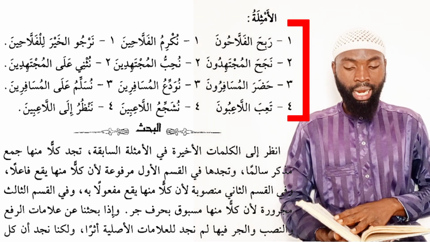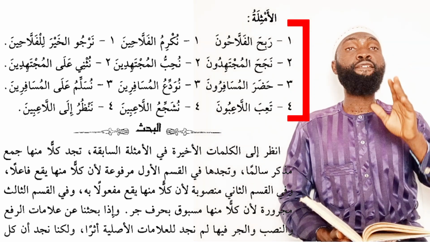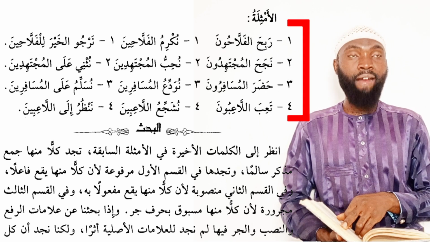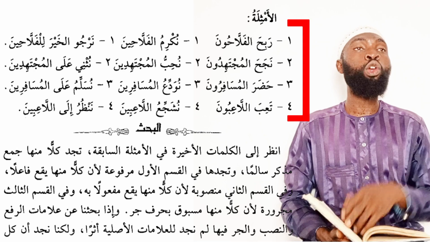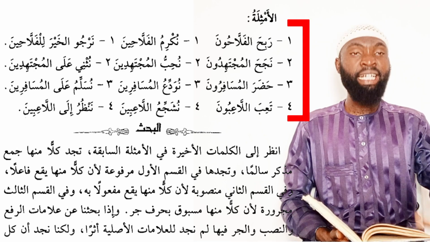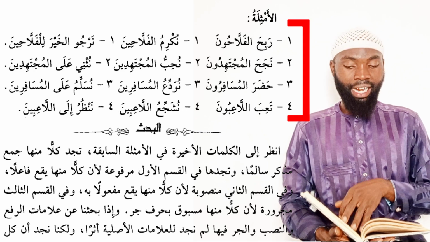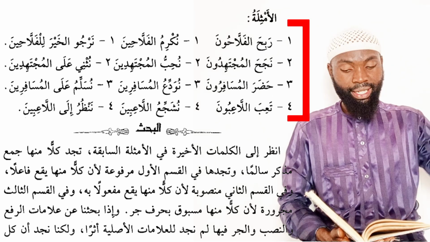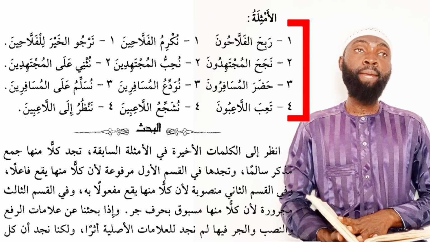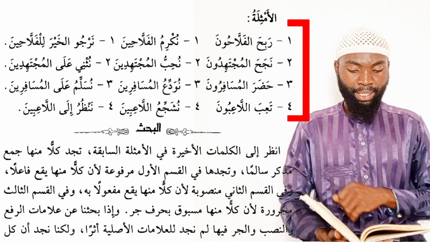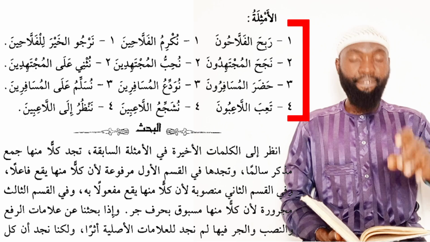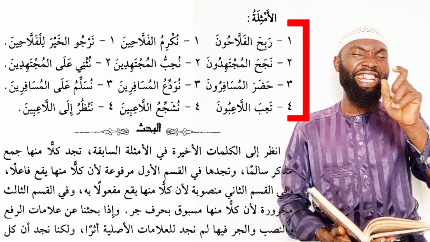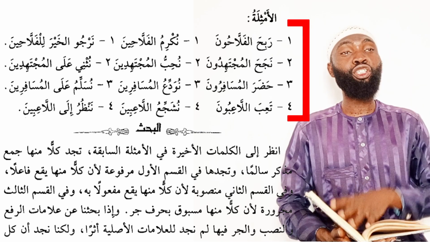Number 1, in the first section we have Rabihal Fallahun. The farmers gained, the farmers profited. Here we have Nukrimul Fallahin. We are honoring the farmers. Since Al-Fallahin here is coming as the object, we use Al-Fallahin, while in the first one, Fallahun came as what? The subject. In the last place we have Narujul Khayra Lil Fallahin. We wish good for the farmers. So here li is coming before al-fallahin, therefore it should be with what?